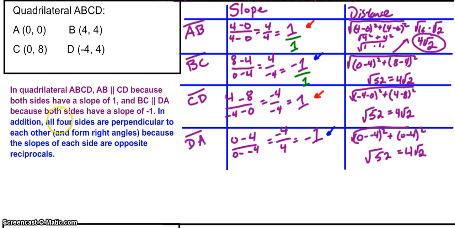In addition, all 4 sides are perpendicular to each other, and they form right angles, because the slopes of each side are opposite reciprocals, like we just saw.